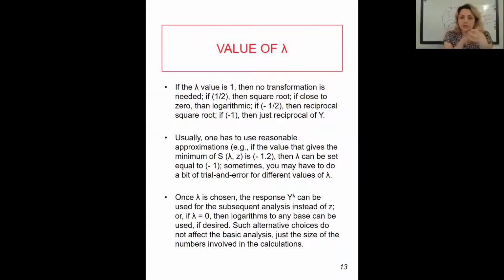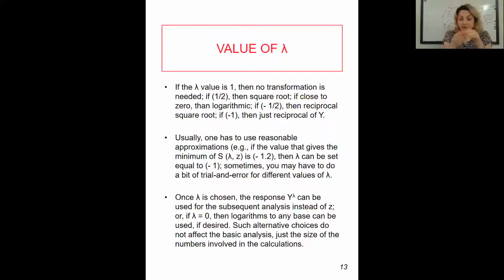Usually one has to use reasonable approximations. If the value that gives the minimum of the sum of squares for lambda is, let's say, minus 1.2, then lambda can be set equal to minus 1. So we try to round it. Sometimes you may have to do a bit of trial and error with different values of lambda to find the minimum.